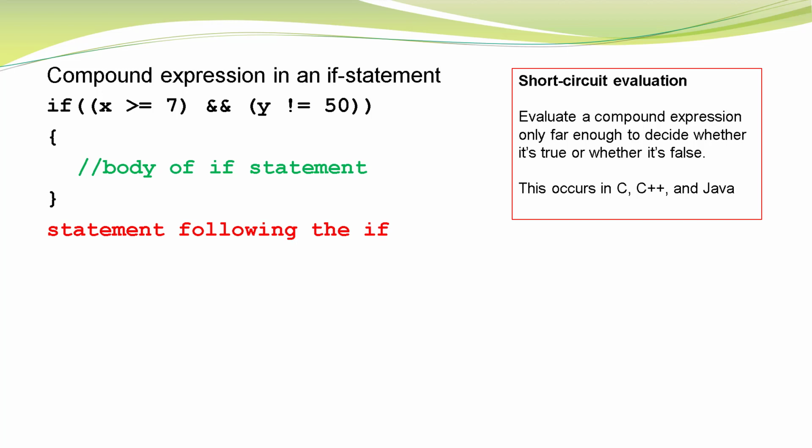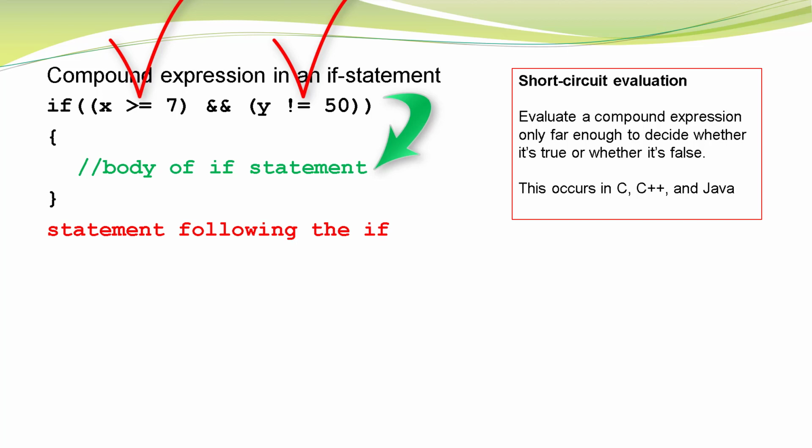Look at the logical operator connecting these two comparisons. It's an AND. Because of short-circuit evaluation, if x is less than 7, the if statement stops, and the program goes to the statement following the if. On the other hand, if x is at least as big as 7, then we're halfway there. We still need to check to see if y is not equal to 50. If y is some number other than 50, then the entire if statement is true, and all the statements inside the body of the if statement get executed.